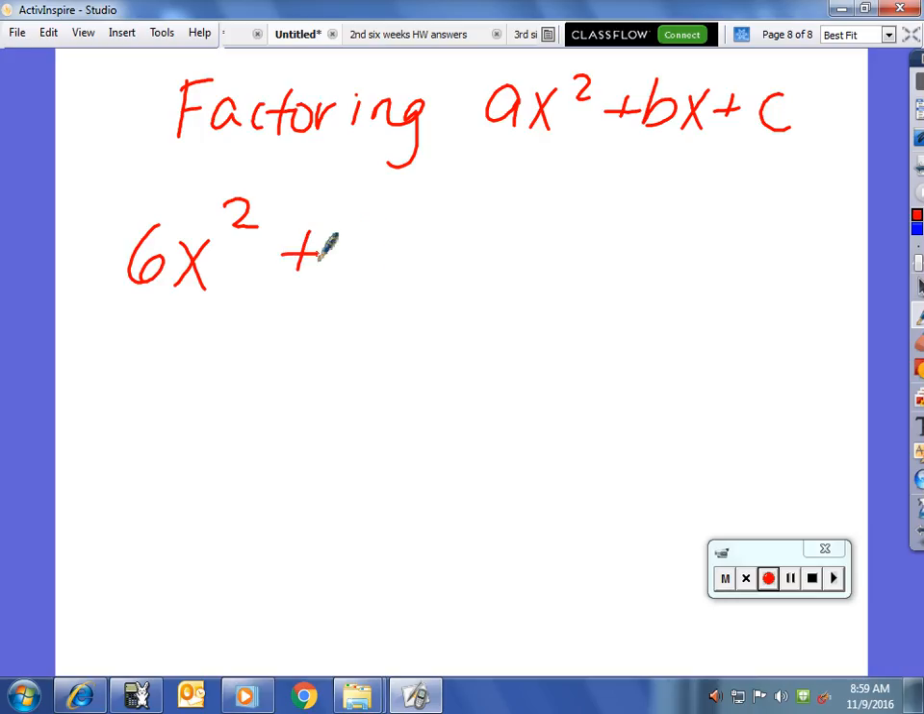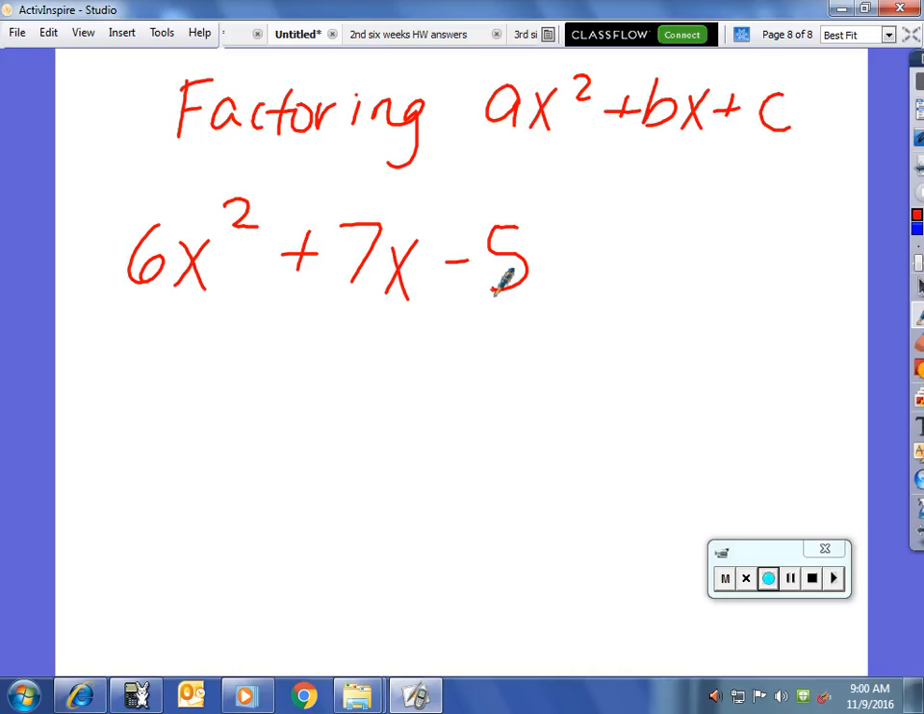6x squared plus 7x minus 5. Do you see how this is different than yesterday's? You don't see the difference? There's a number in front of x squared now that's not a nice invisible 1. It's much easier when there's no number in front of x squared. If there's a number in front of x squared, it just makes it a little bit more complicated.